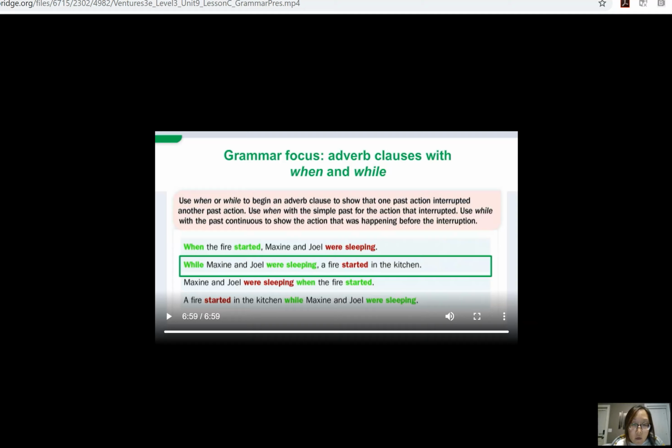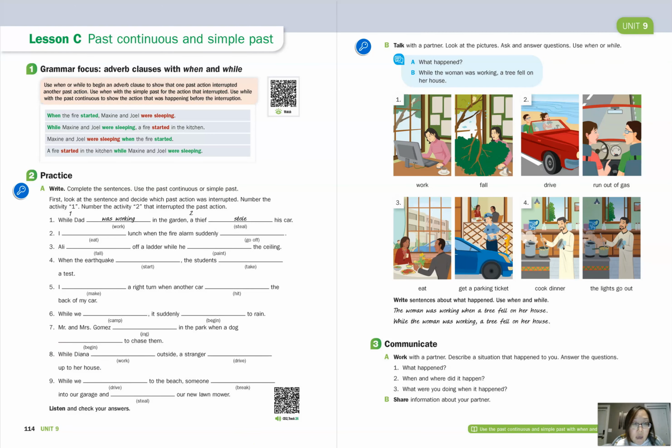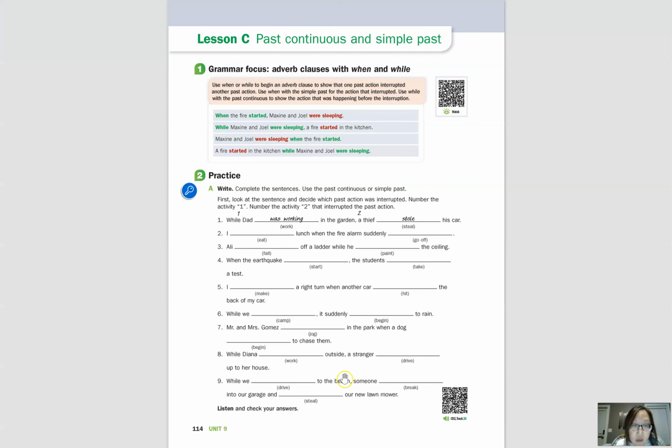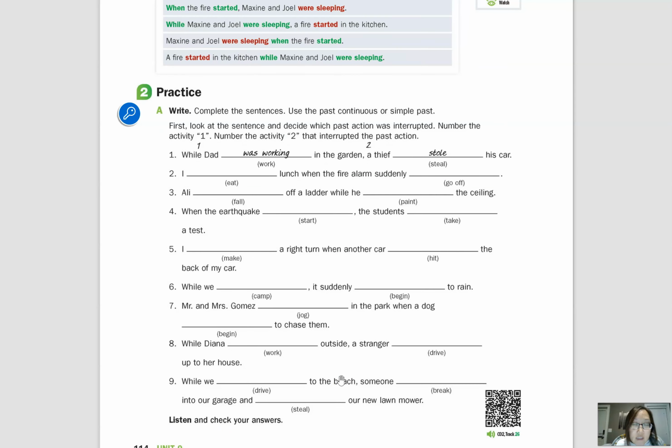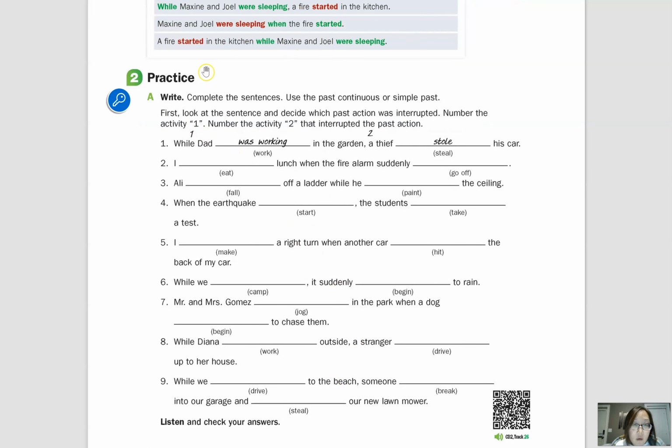Okay, so let's go back to our book and look at exercise 2, practice. For this activity, it says, complete the sentences. Use the past continuous or simple past.